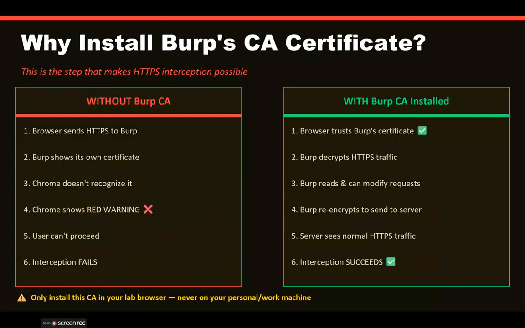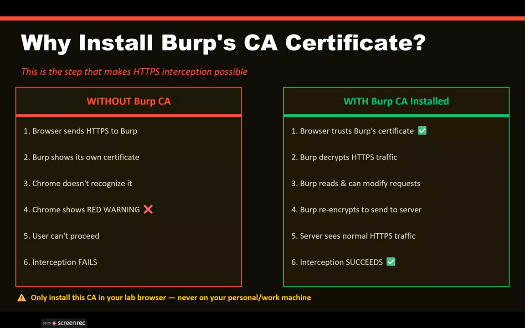Let's pause on that certificate because it's the step that actually makes HTTPS interception possible. Without Burp CA installed, your browser sends HTTPS to Burp. Burp shows its own certificate. Chrome doesn't recognize it. You get a big red warning and interception fails.